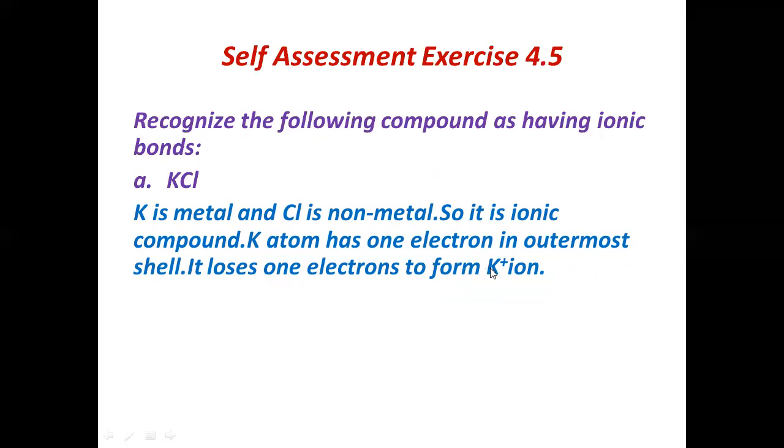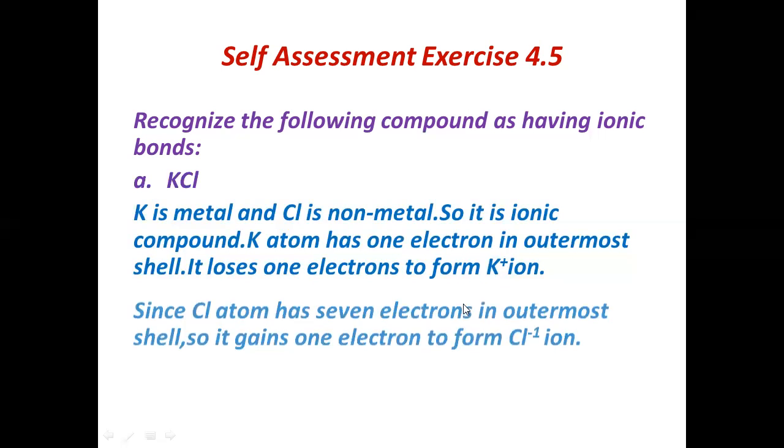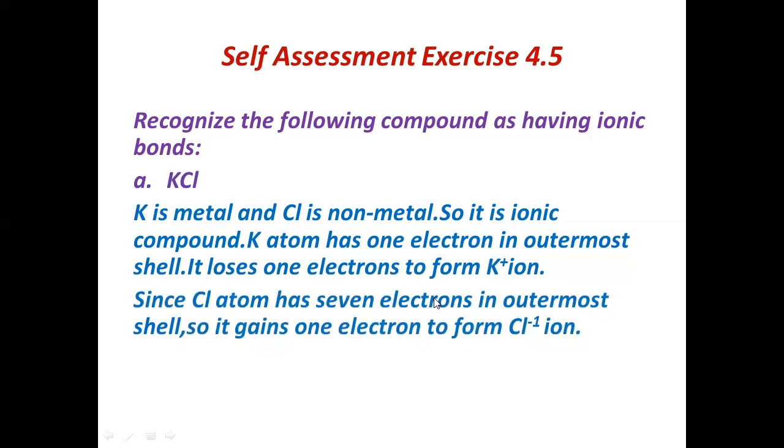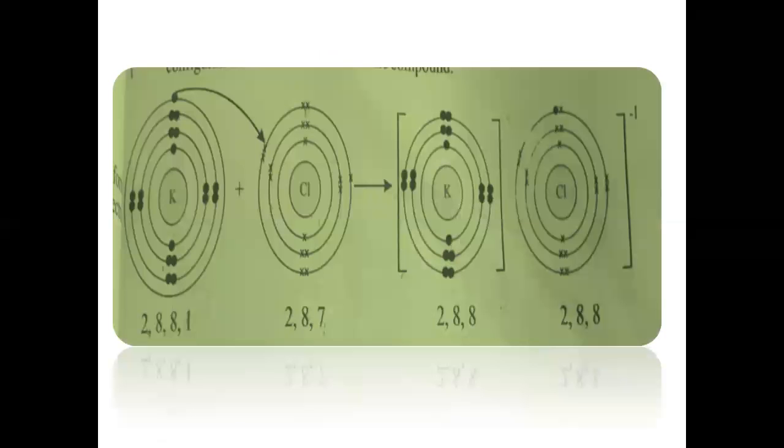Potassium atom has one electron in the outermost shell. It loses one electron to form a potassium ion. Since a chlorine atom has seven electrons in the outermost shell, it gains one electron to form a chloride ion. For every potassium ion, you need one chloride ion. You can see here the potassium ion and chloride ion.